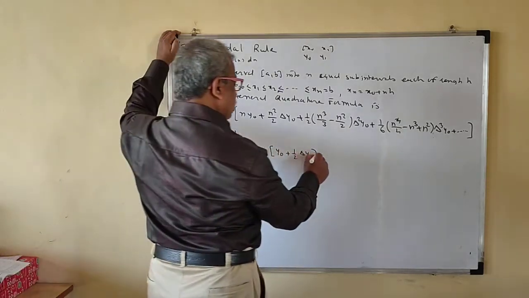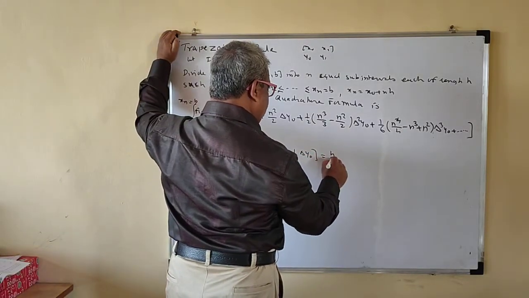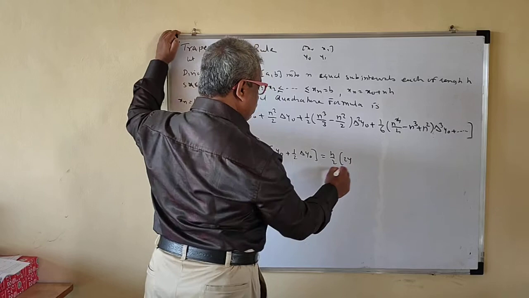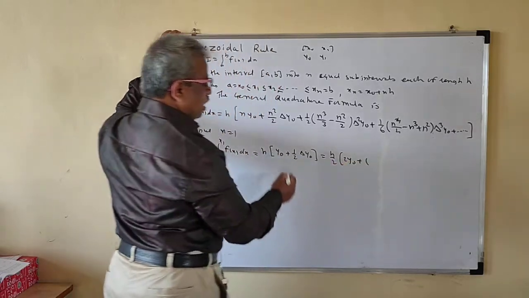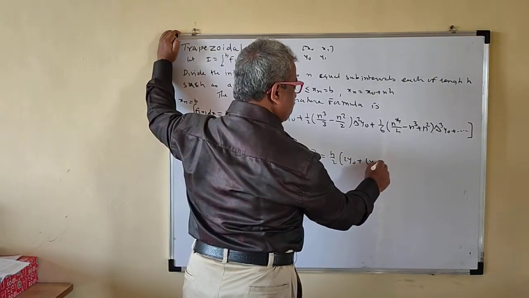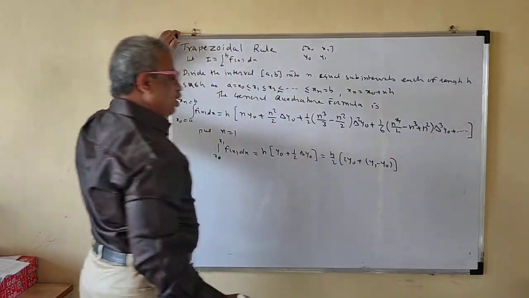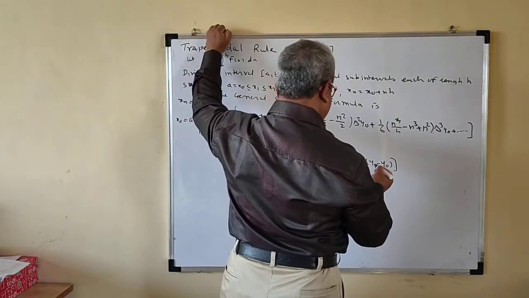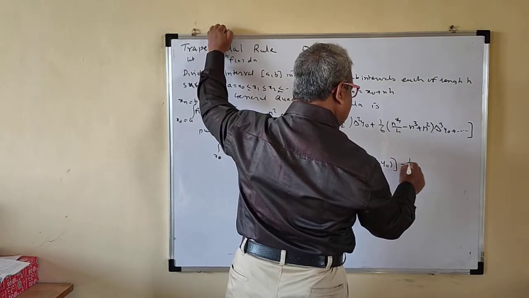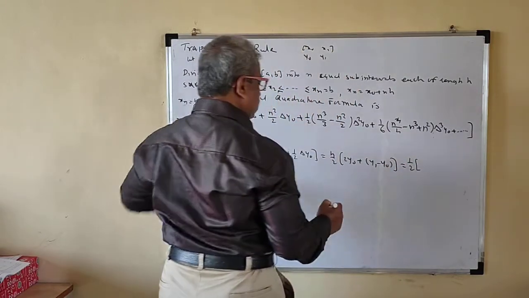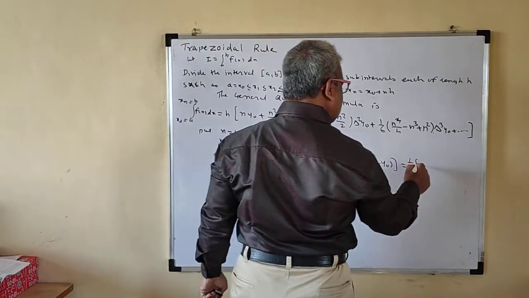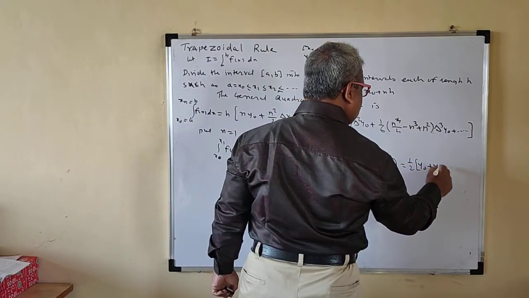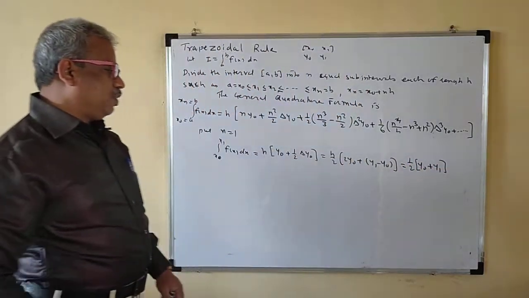So what will we do now? I will take h by 2 common, so this will become twice y naught plus delta y naught, where delta y naught is y1 minus y naught. So if you simplify this, it is h by 2 times y naught plus y1.